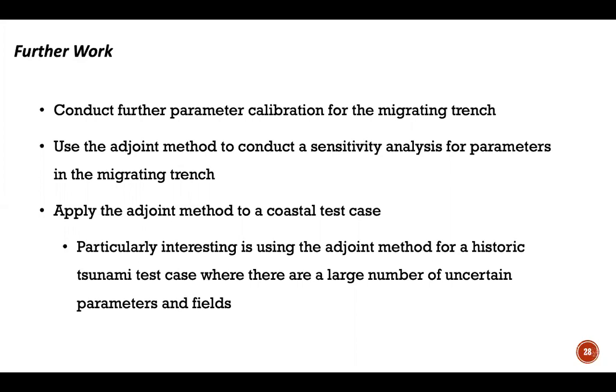Finally, you may have noticed that I talked a lot about coasts, but the test case that I showed you was a trench that was very much not near a beach. So I'd like to apply it to a coastal test case. What is particularly interesting is using an adjoint method for historical tsunamis. Luckily there aren't that many tsunamis every year, but when you look across the historical timeline, there are lots of tsunamis.